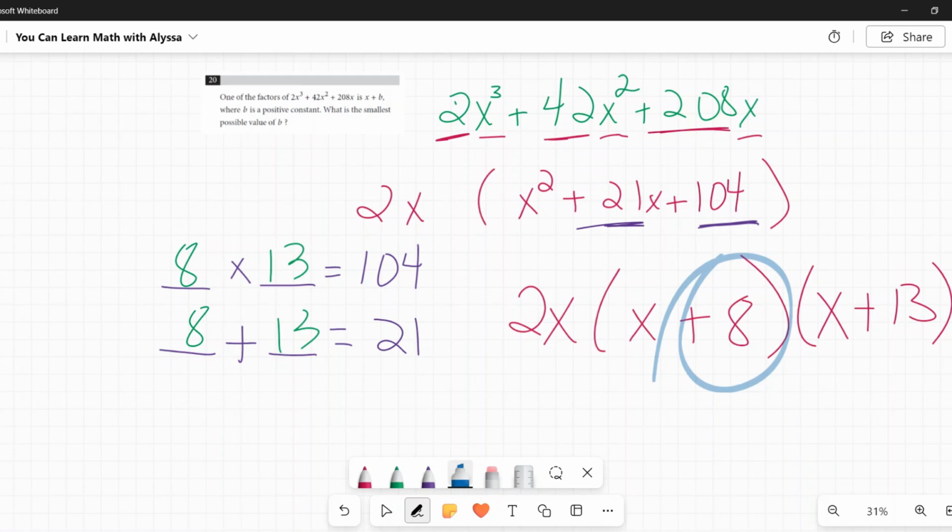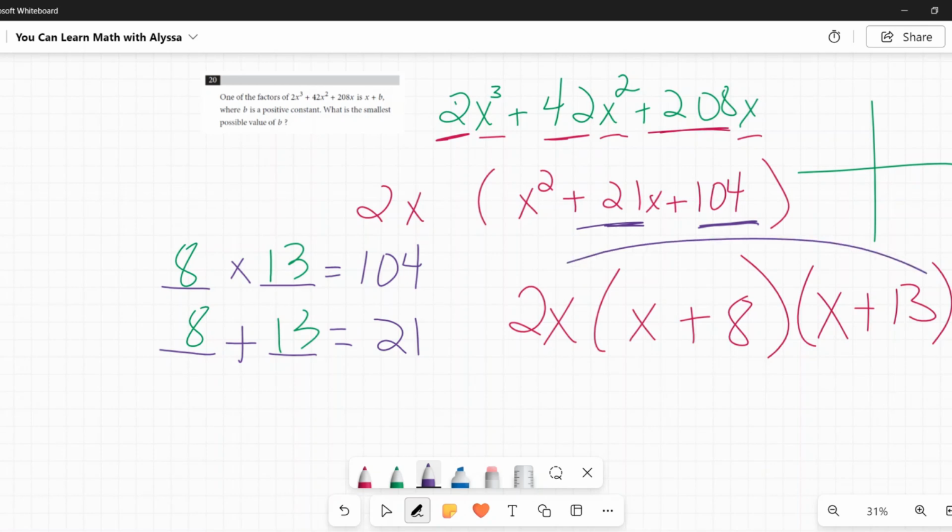Another thing you can do with graphing, just be careful with this. If you decide to go the graphing route, you can graph this. You can put this 2x cubed plus 42x squared plus 208x into a graph and you can look and see where it crosses the x-axis. And that's where you're going to find your factors. But please be careful with that. Make sure you fully understand what's going on there, because it's going to be the opposite.